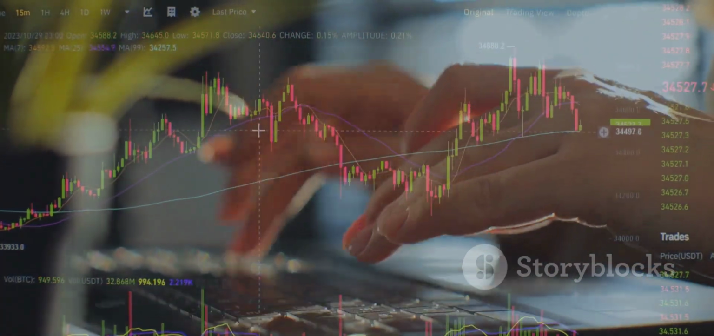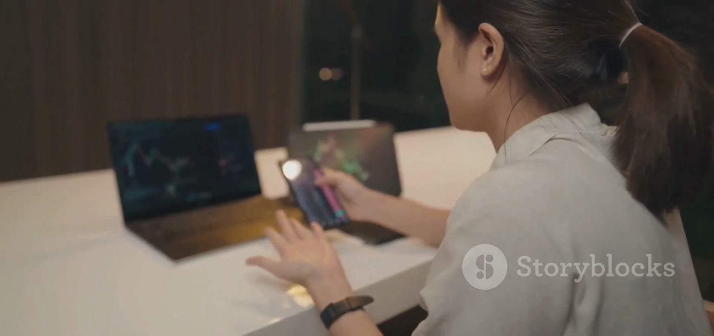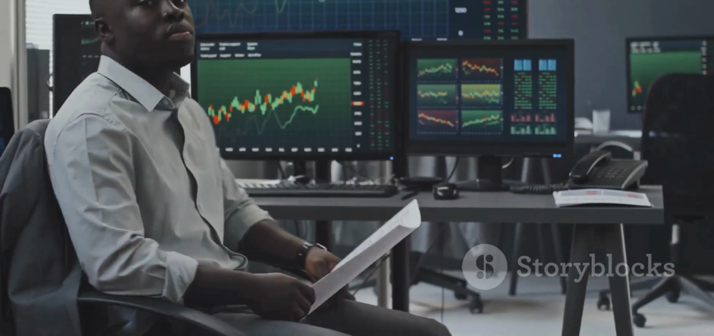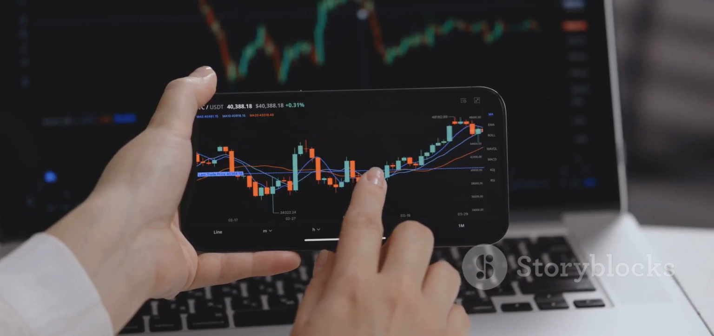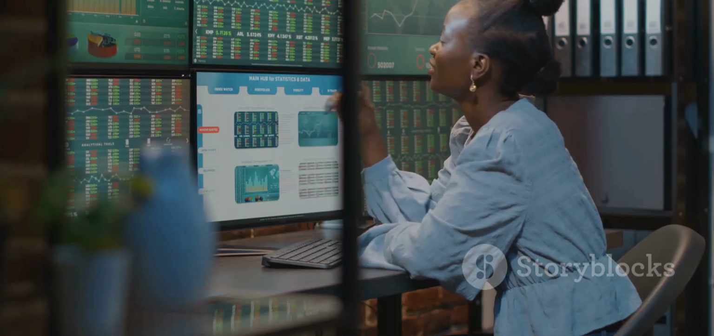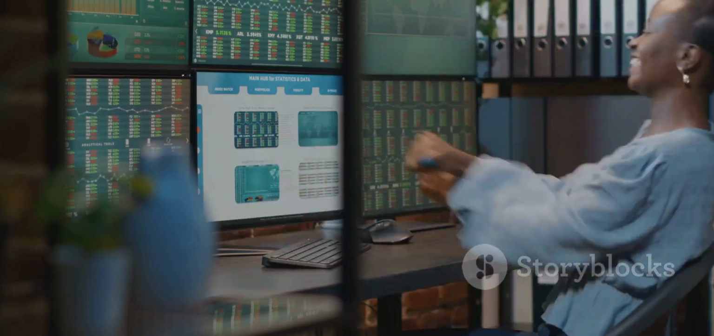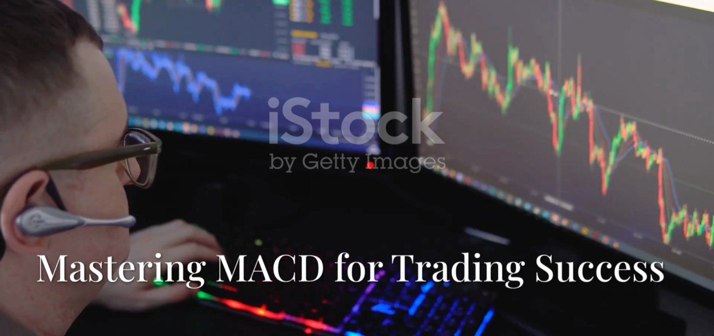Emotional control. Trading can be emotionally charged, especially during periods of drawdowns. It's crucial to stay disciplined, stick to your trading plan, and avoid making impulsive decisions based on emotions. By implementing sound risk management practices, you can protect your trading capital, navigate market volatility effectively, and increase your chances of long-term success.